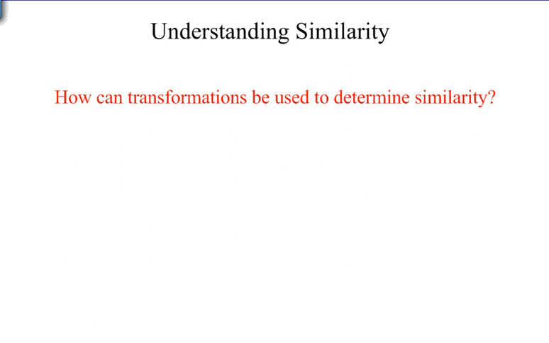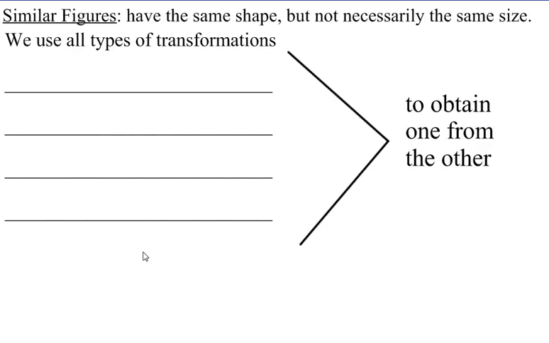This lecture is about understanding similarity, and we're going to take a look at how transformations can be used to determine similarity. Similar figures have the same shape, but not necessarily the same size. And we can use all types of transformations to help us to do this. One type is called a translation. Another word for that would be a slide of a figure.